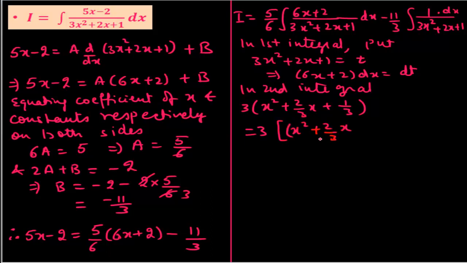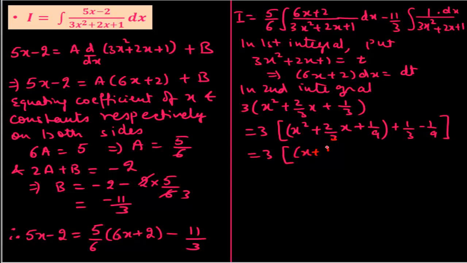Let us see what is to be added and subtracted. Coefficient of x is 2 by 3. If we divide it by 2, 2 will get cancelled out. We get 1 by 3. And what is square of 1 by 3? It is 1 by 9. So we are adding 1 by 9 and we are going to subtract 1 by 9. Let us compile it into 2 perfect squares. This is square of x plus 1 by 3. And if I take LCM here, I will get 3 minus 1, which is 2 divided by 9.